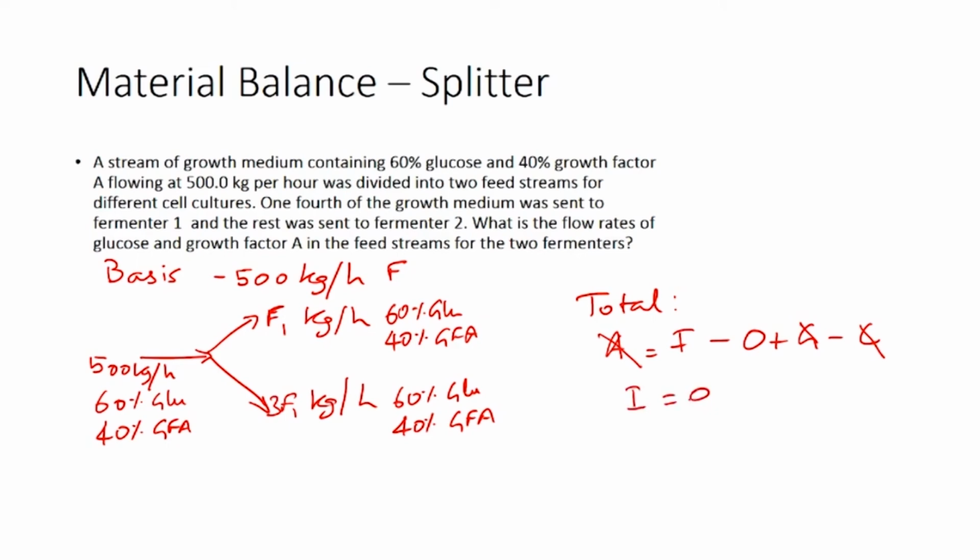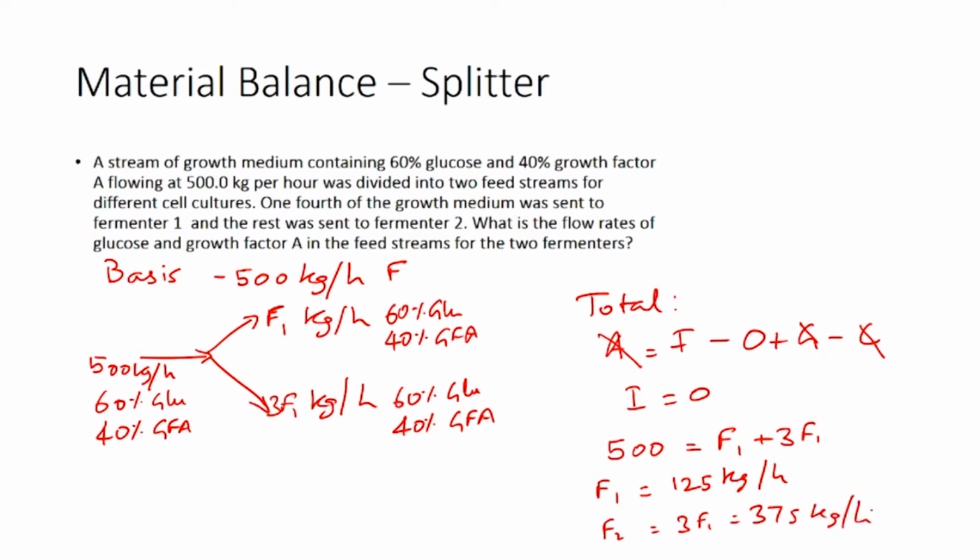When we write this equation using the flow rates given, we would simplify it as feed, which is 500 kilograms per hour, is equal to F1 plus 3F1. So this gives you the flow rates as F1 equals 125 kilograms per hour and F2, which is equal to 3F1, is equal to 375 kilograms per hour. Now that you have calculated the total flow rates of the two exit streams, you have to go about and look whether that is all that was asked in the question.